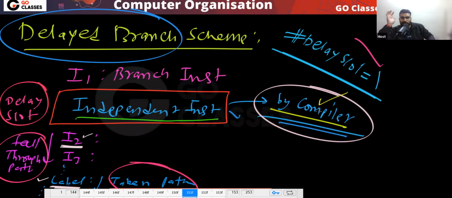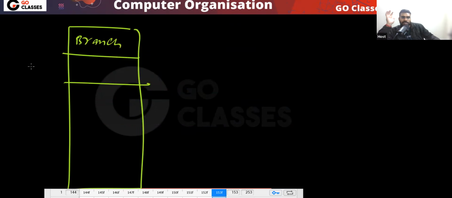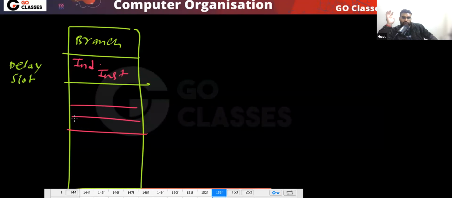Remember, the compiler has put this instruction in the main memory after the branch instruction, so this will be executed. This is your main memory, and this is what the compiler has done. This is your branch, and this is your delay slot. In the delay slot, one independent instruction has been put. And this is your fall through path.